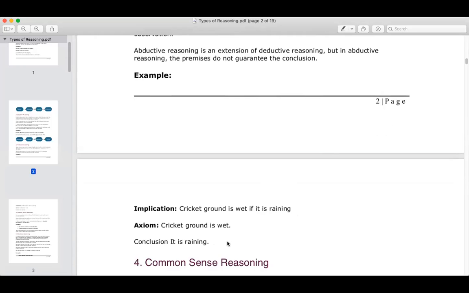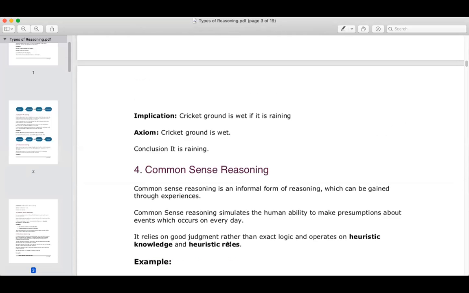Next comes common sense reasoning. Now it is an informal form of reasoning which can be gained through experiences. Exactly. Next is common sense reasoning. It is an informal form of reasoning which can be gained through experiences.